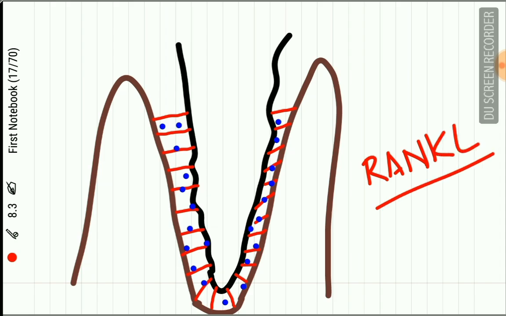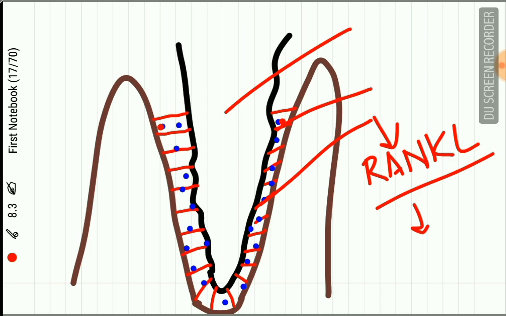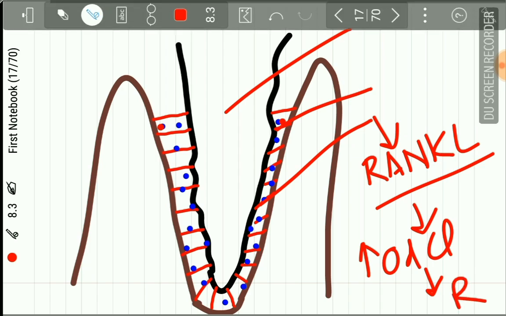Now, in the teeth undergoing resorption, this is the tooth undergoing resorption, and this is the periodontal ligament of that tooth. In the periodontal ligament of the tooth undergoing resorption, the cells express RANKL antigen. These blue cells are the cells which show the RANKL expression. This RANKL expression increases the number of odontoclasts, and these odontoclasts finally result in resorption of the tooth.